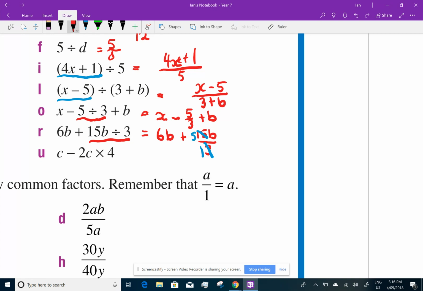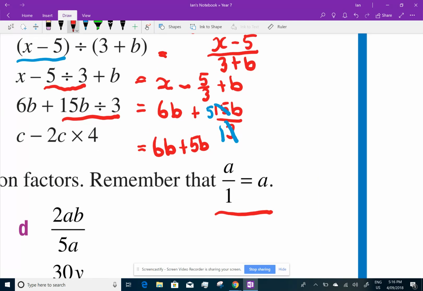So I can write this another way. I can write that as 6b plus 5b on 1. Now, 5b on 1 is just the same as 5b. Look, they show us here. Anything on 1 is just whatever it was on top. And now I've got like terms. So 6b's plus 5b's are 11b's. That was hard.